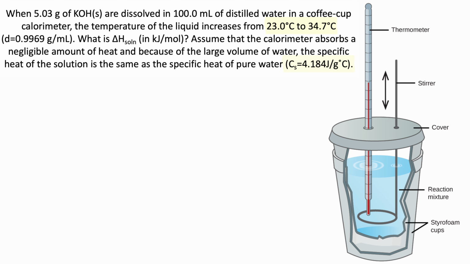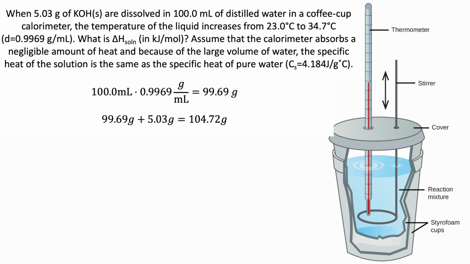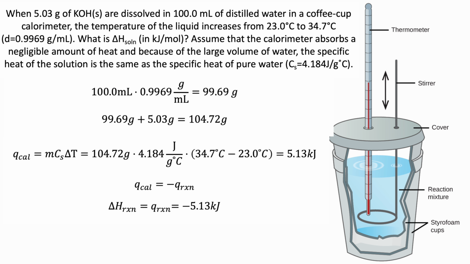From the problem, they tell us 5.03 grams of KOH are dissolved in 100 milliliters of water. We need to convert the volume of water to grams using the density. We get 99.69 grams of water. Next, we plug everything into the heat formula to determine Q-cal, which is 5.13 kilojoules.